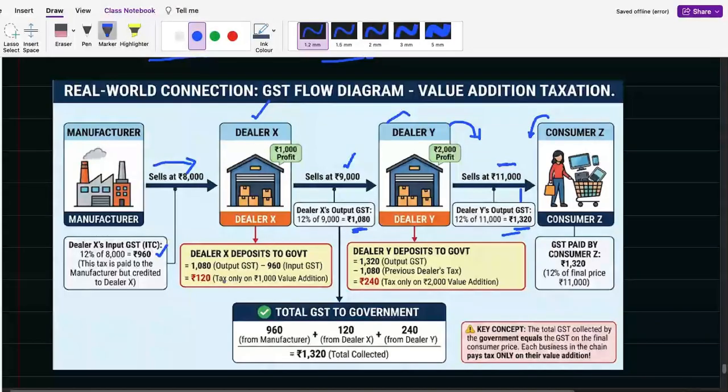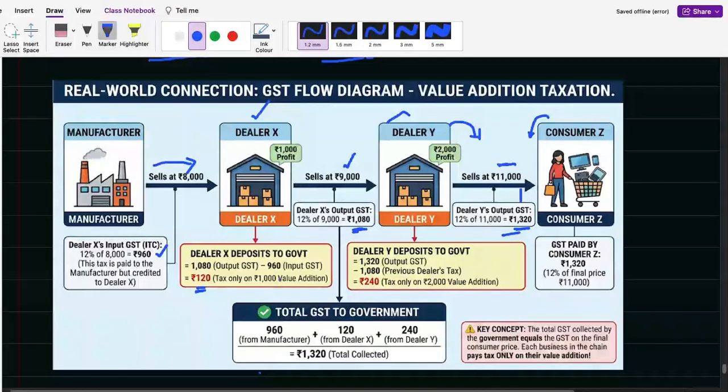Dealer X will deposit to the government. How much will he deposit? Because he has already paid this 960, and he is getting 1,080 from dealer Y, he will not deposit everything to the government. He will deposit only the difference of the GST. That is 1,080 he got, minus 960 which he has already paid to the manufacturer. He will subtract it, which is the input GST. So 120 is the tax that he will be providing to the government.